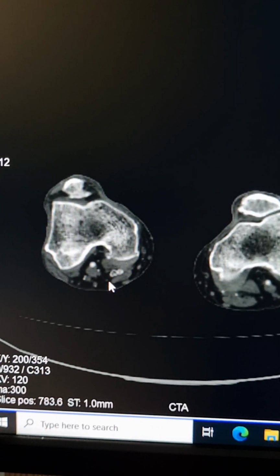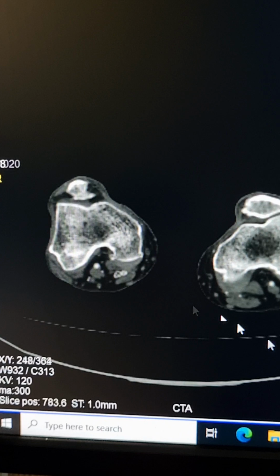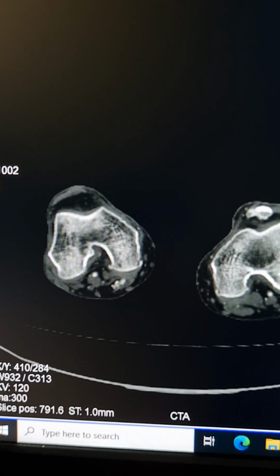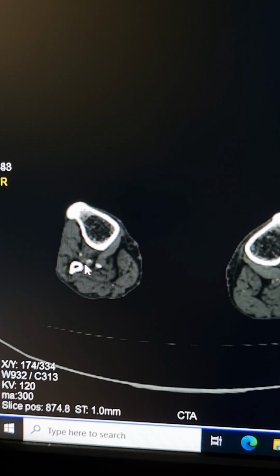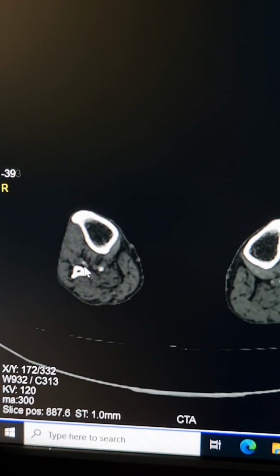This is the popliteal artery. Just now follow this as well. Popliteal artery here. This is the site of origin of the anterior tibial artery. This is the anterior tibial artery.